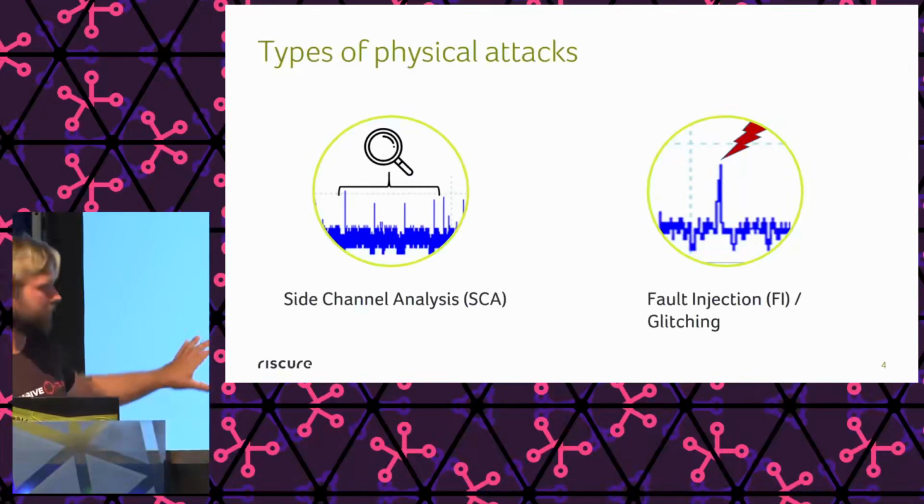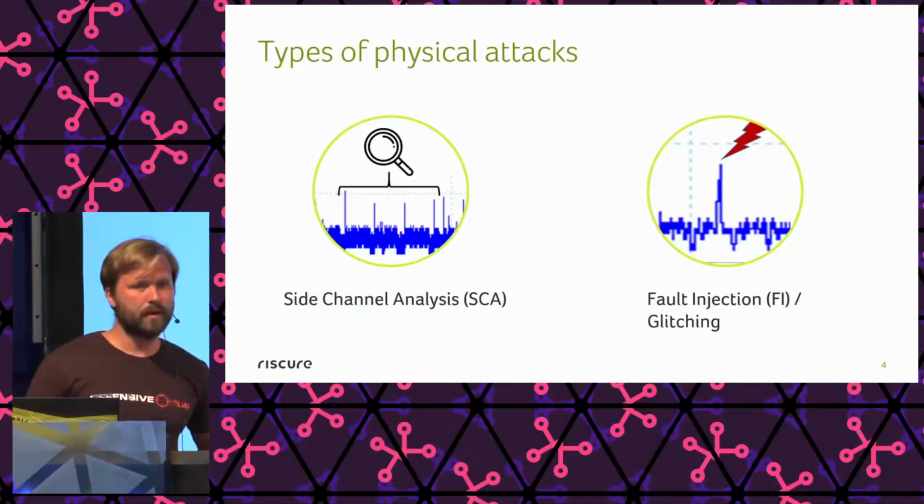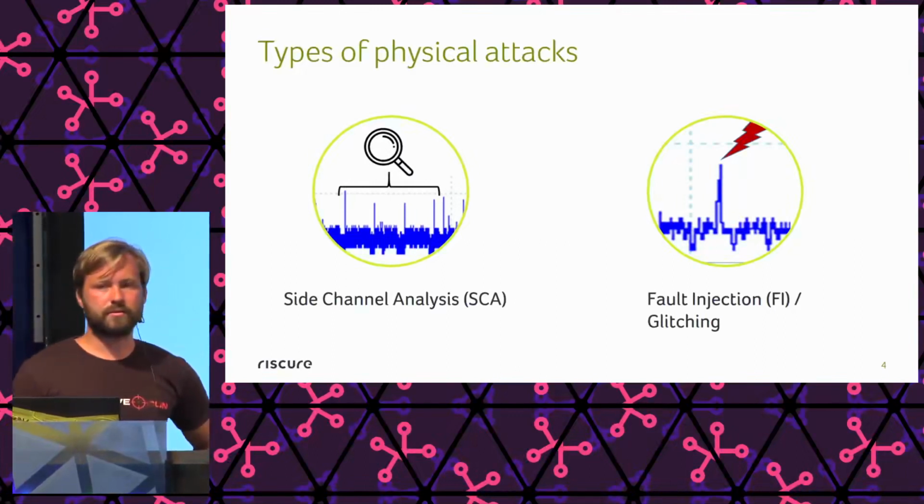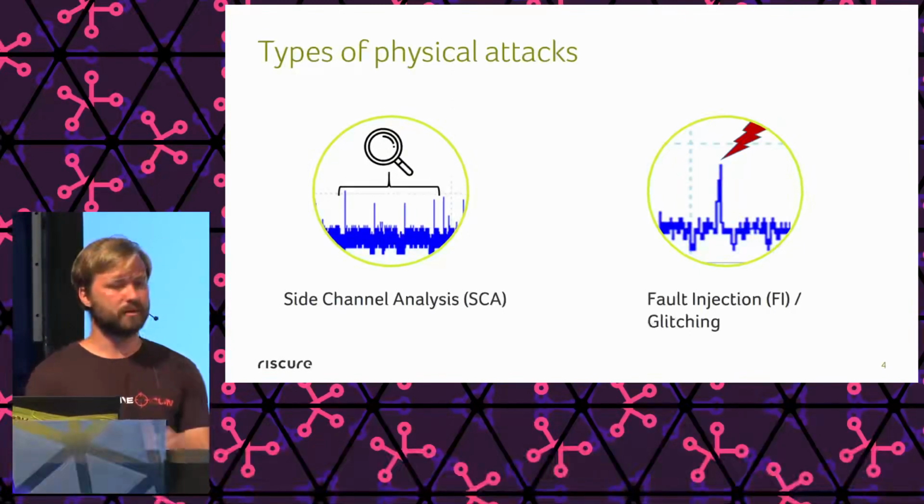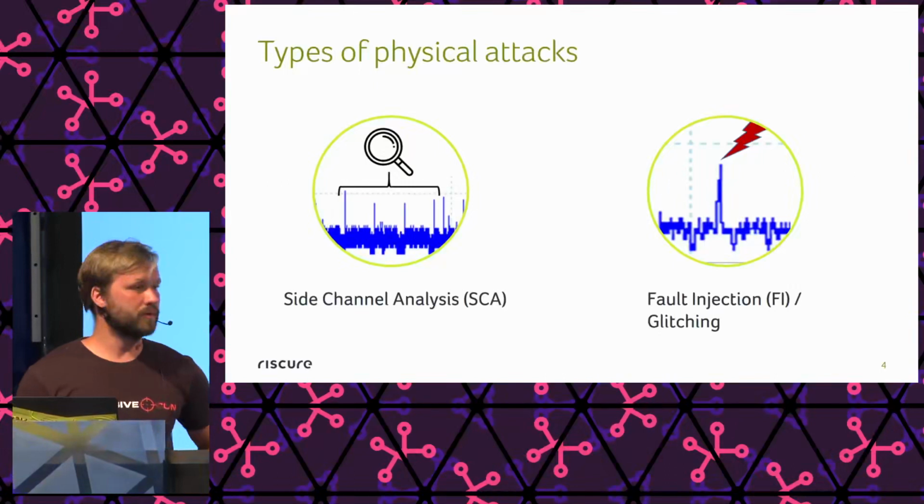We're not going to talk about it. We're going to talk about fault injection, also known as glitching. So that's the moment when you want to make sure that the target you have does not behave as it should. So you try to introduce a fault, and hopefully bypass some security features of the device.